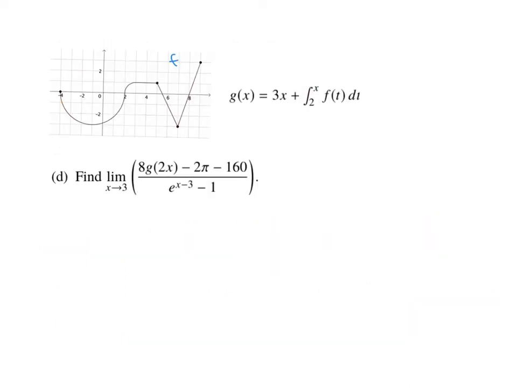So for part D, we are finding a limit as x approaches 3 of this long fraction. So first thing you're going to do whenever you have a limit is substitute that value in. I usually, if I have a fraction, I like to substitute the value in separately for the numerator and the denominator.